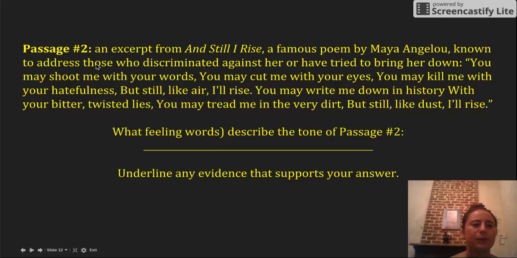Try another passage. This is an excerpt from And Still I Rise. This is a famous poem by Maya Angelou, known to address the people who discriminated against her, who have tried to bring her down. Listen to what she says.